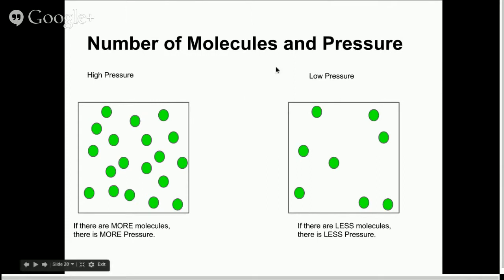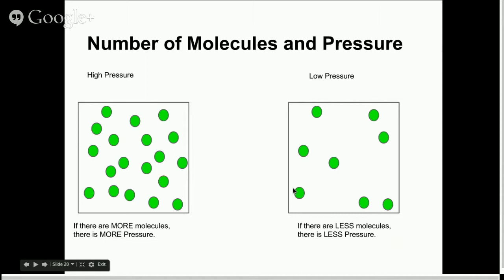All right. So the number of molecules in an area affects the pressure. If there are more molecules, there is more pressure. If there are less molecules, there is less pressure. Okay, and here's what would happen. Where there's high pressure, the high pressure would try to get to the low pressure. These molecules would try and jump over here because nature doesn't like it when there's a difference. So it tries to jump over here. If you were standing right here, you would feel wind. The air molecules would be moving across this way. So you would feel a wind.